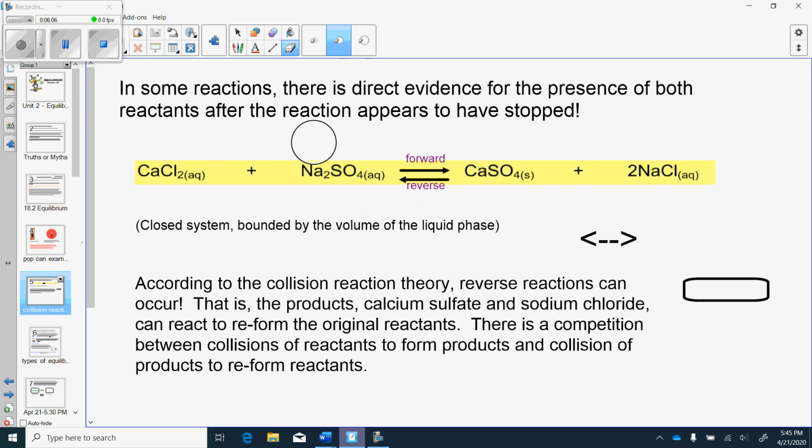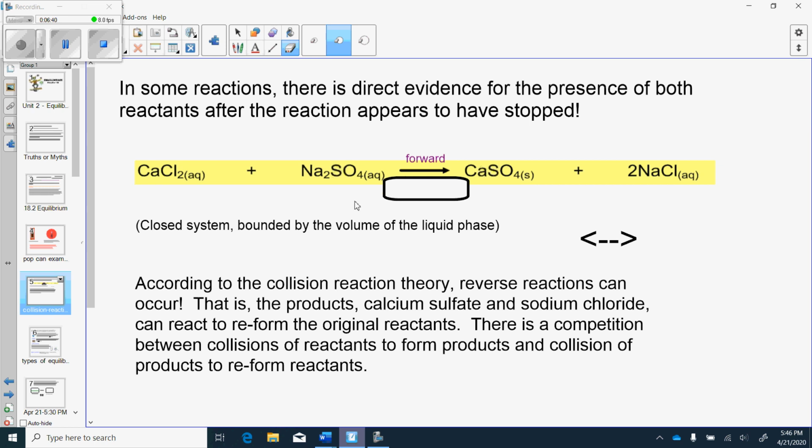We still read from left to right, so our arrow pointing east is going to be our forward arrow. Our arrow pointing left is going to be our reverse. And so the forward reaction always starts. Here we have what we're always used to, reactants colliding, forming product. But I'm here to tell you today that sometimes, not always, but sometimes, once we have enough of the products so that we can have successful collisions, those products are going to collide and form the reactant.